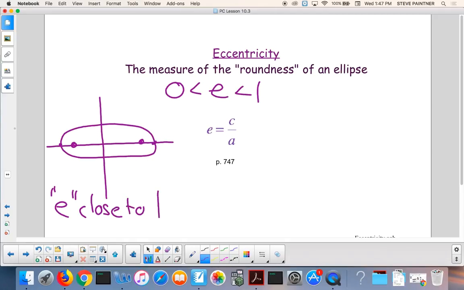What would that tell you about the shape of your ellipse? It's more close to a circle than it is to a... That would be the other way. If E is close to 1, we're going to get something that's really stretched out. Or something that's really, let's say, elliptical. So if your focus points are really close to the edges of your ellipse.